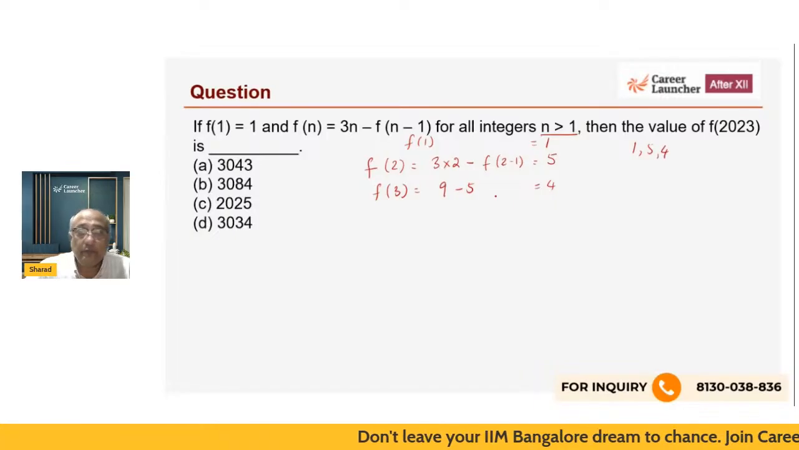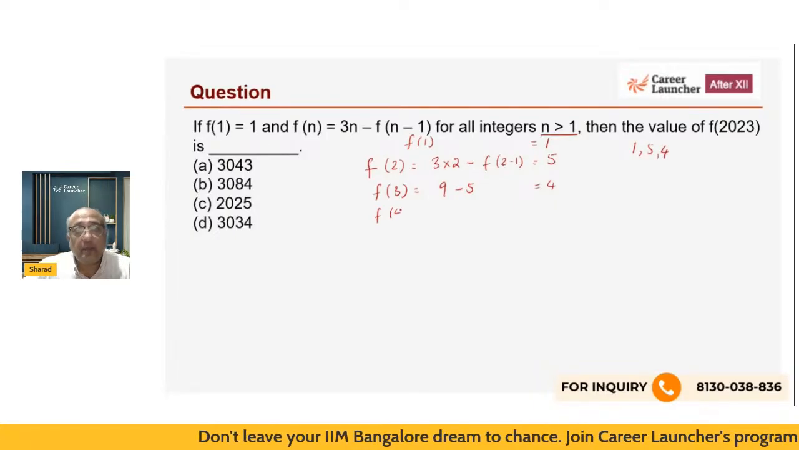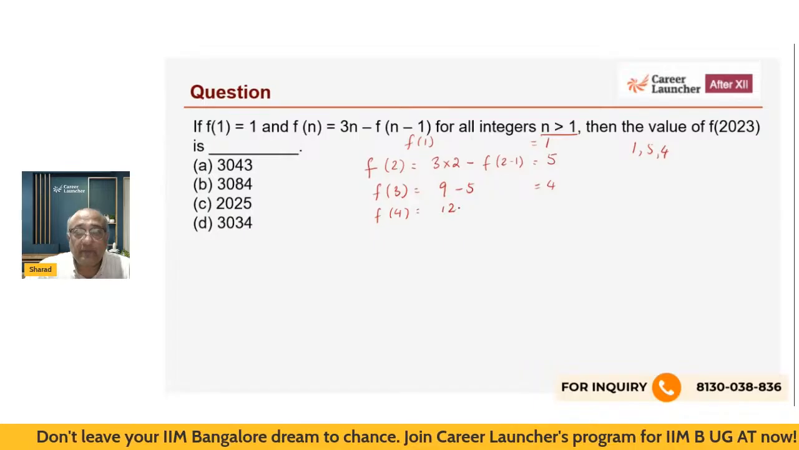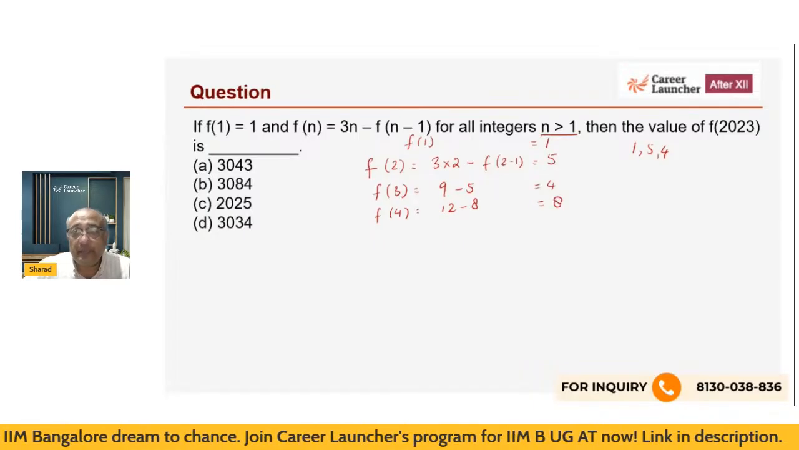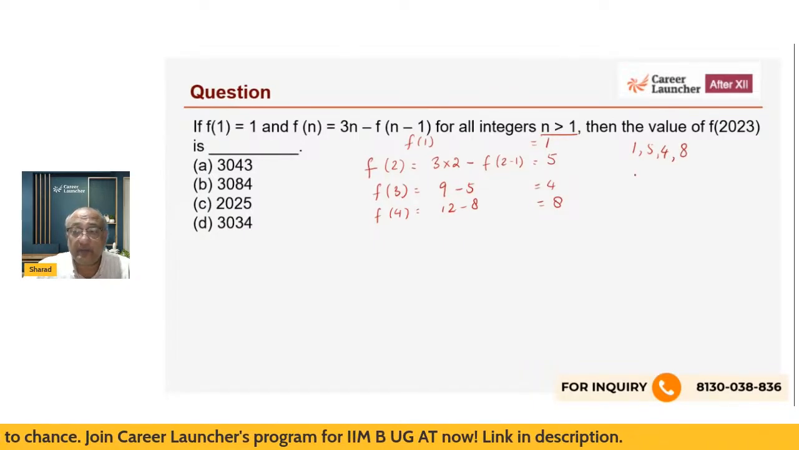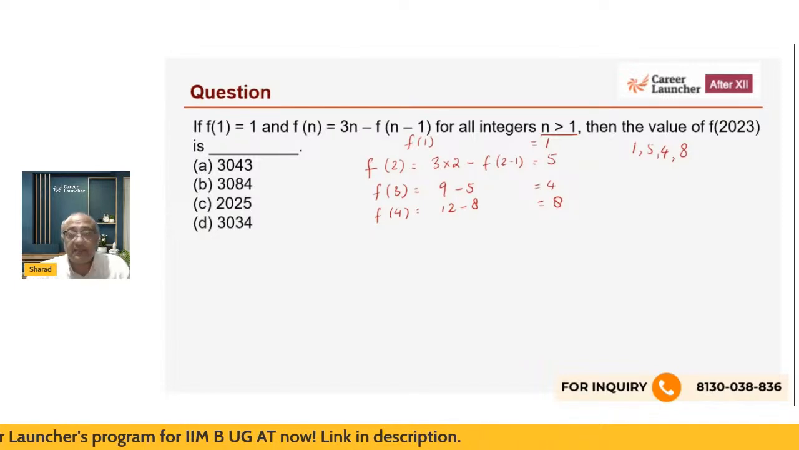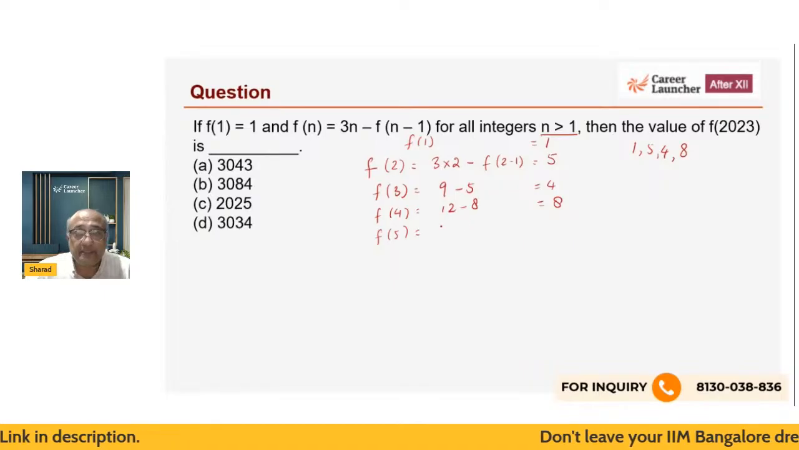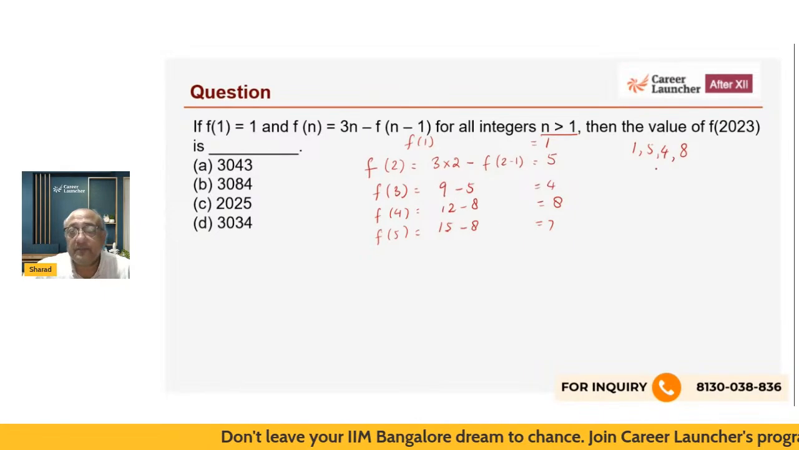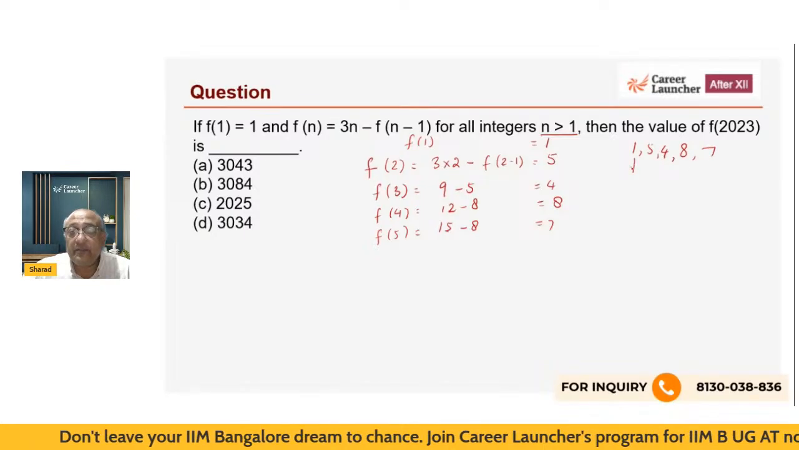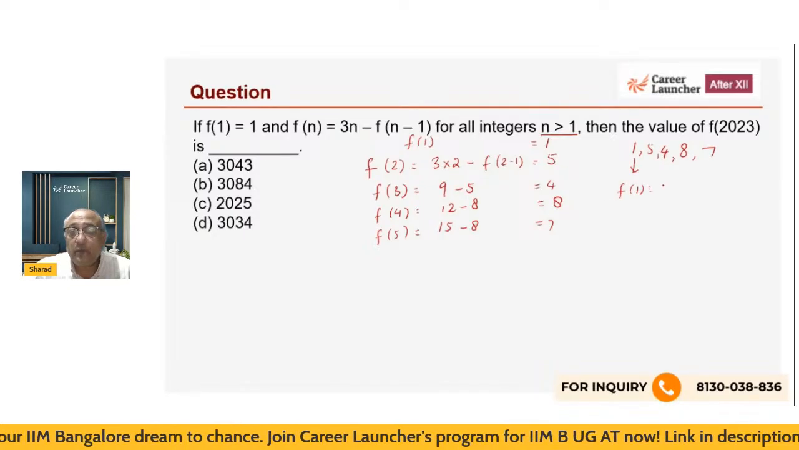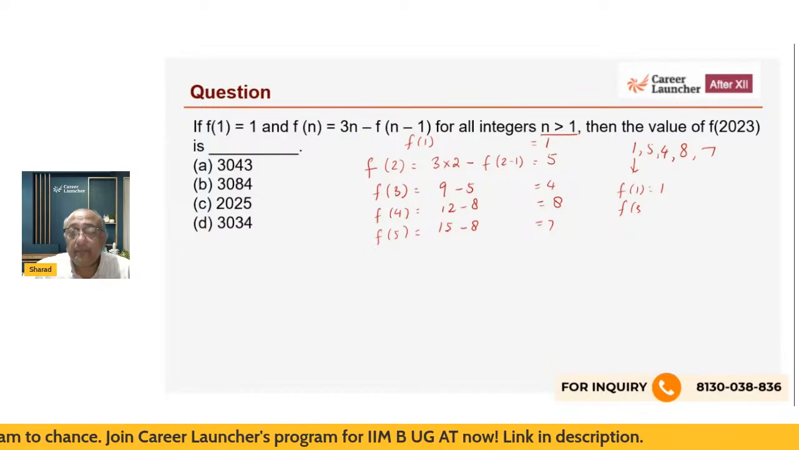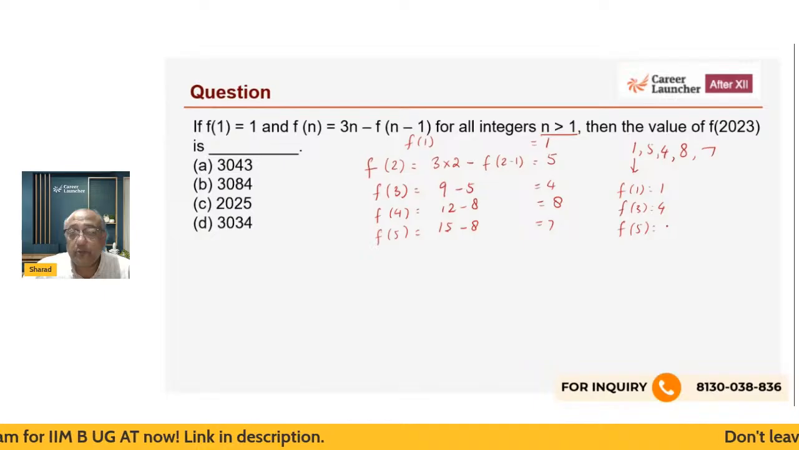1, 5, 4. Now what will we do? No problem, we will compute one more. This will be 12 minus 4 is equal to 8. Now, could be two sequences like this interspersed. Okay, this f(5) will clear my hypothesis whether it is true or not. 15 minus 8 is 7. So my hypothesis has been proven right, that f(1) is equal to 1, f(3) is equal to 4, and f(5) is equal to 7.